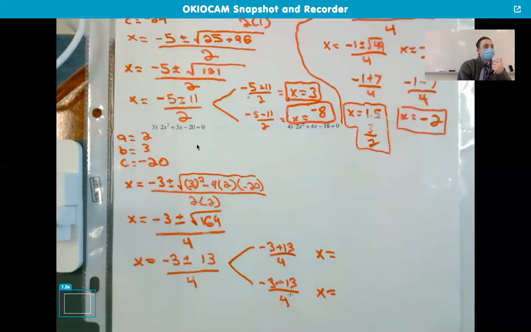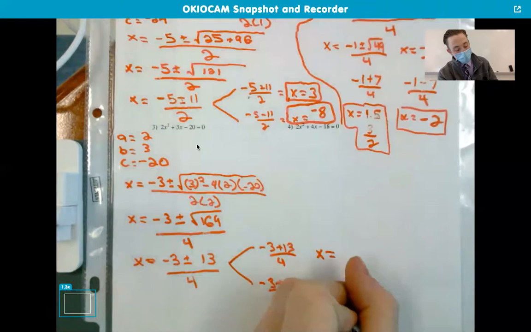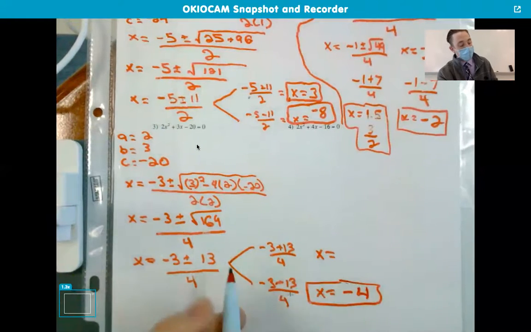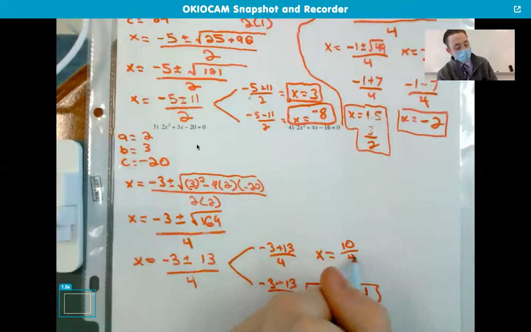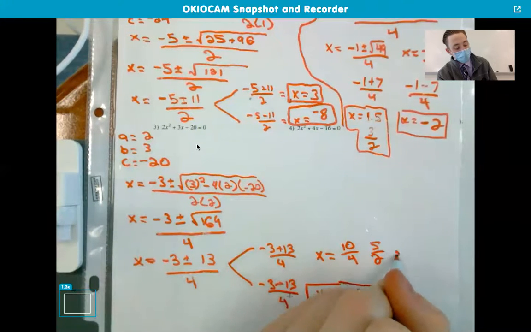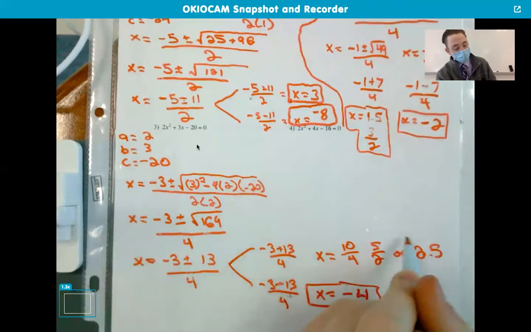So then what are my two solutions for this equation? Careful with the signs. So -3 minus 13 is -16 divided by 4 is -4. And then -3 plus 13 is +10 divided by 4, which is 5/2 or 2.5.